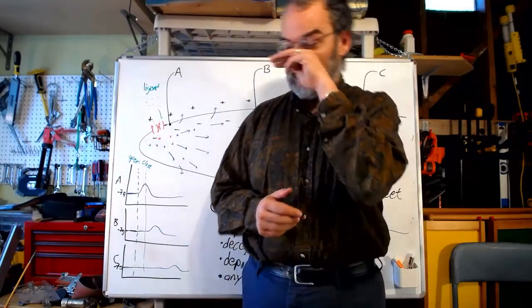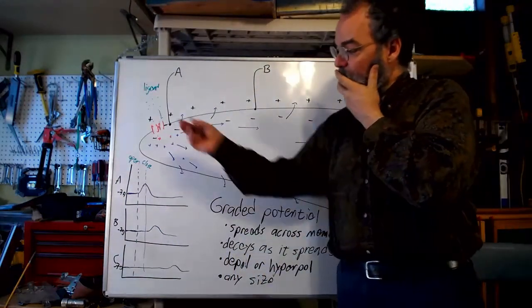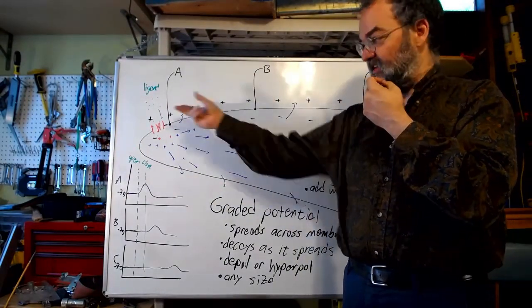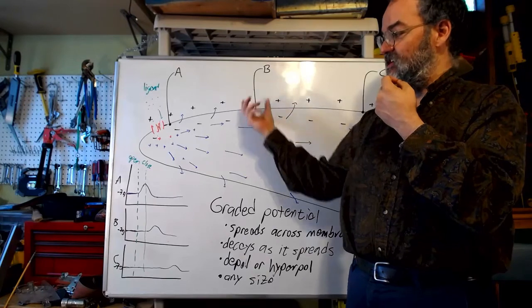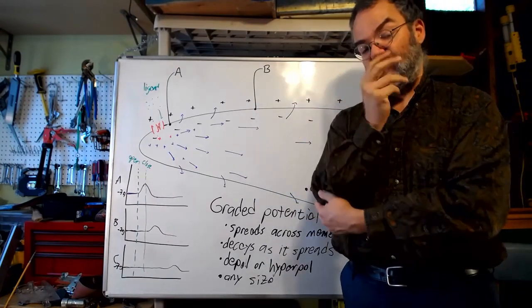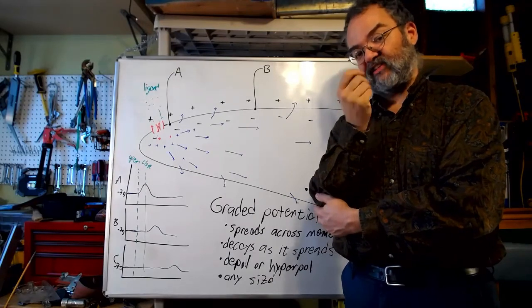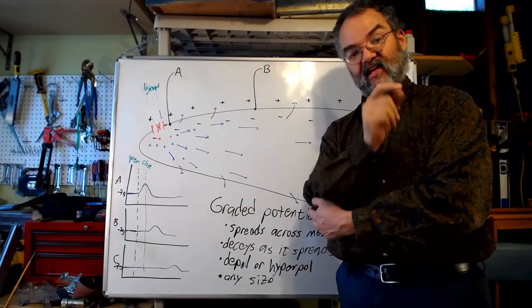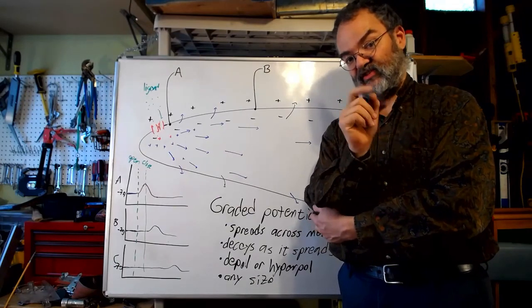So maybe, if I had some way of taking this graded potential and renewing it, saying this graded potential causes another graded potential, which causes another one, then that could spread over any distance as long as I could keep renewing it. Well, as it turns out, that is the idea behind an action potential, which is the next thing we're going to talk about.